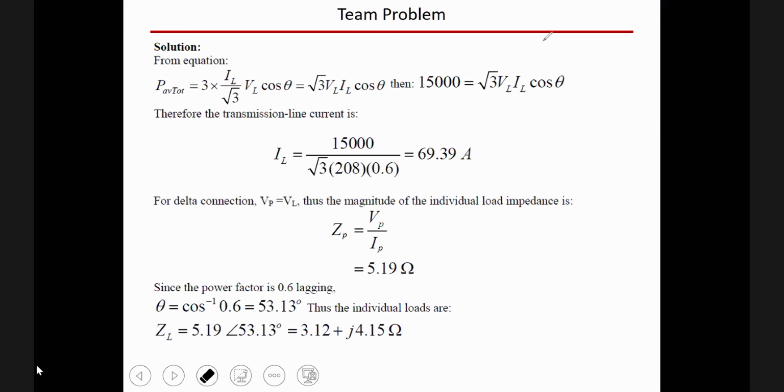Again, you have the solution, which is basically a similar approach as we did before. The only difference will be that now the line voltage is the same as the phase voltage. And after that, the phase current is not the same as the line current. Okay?